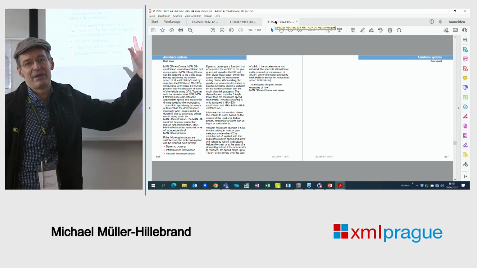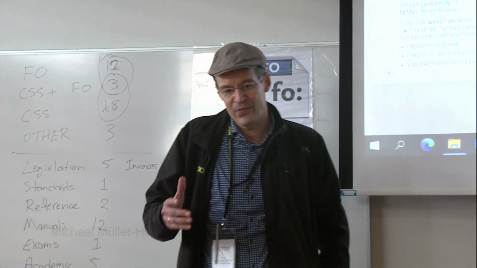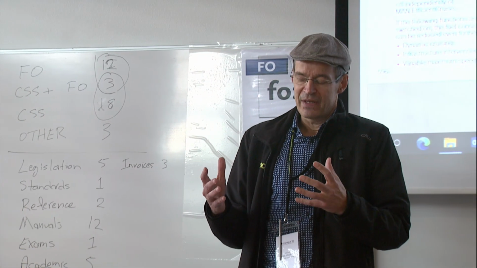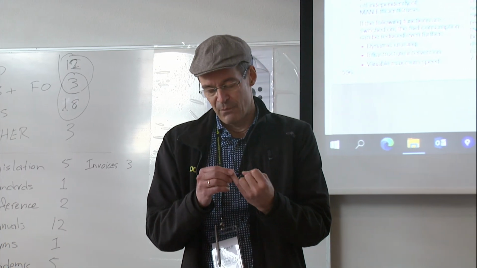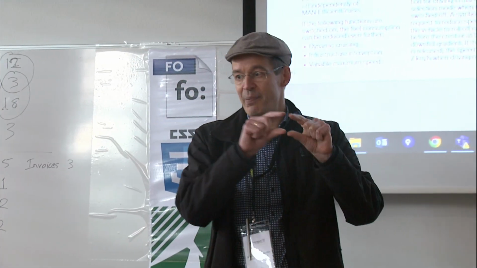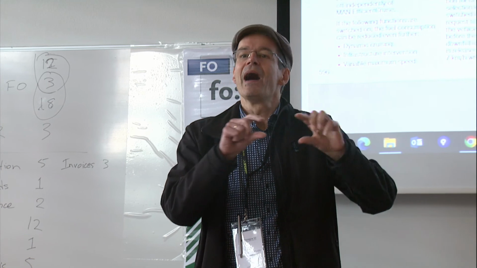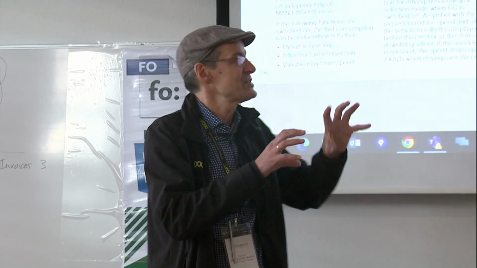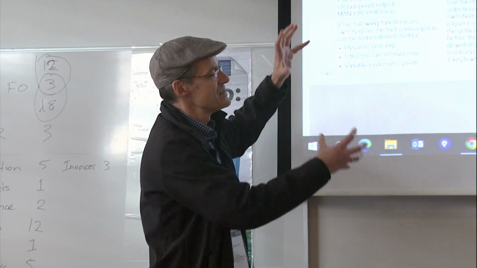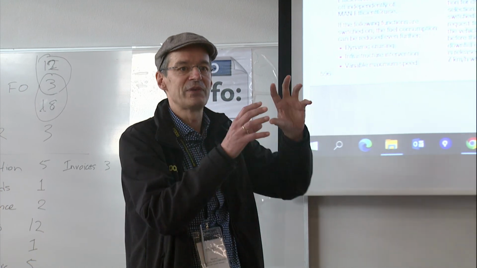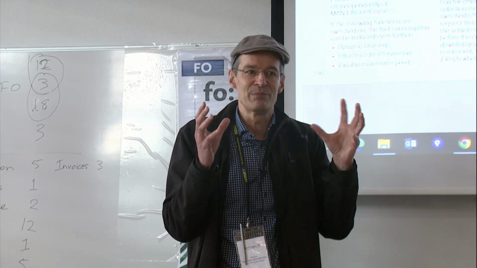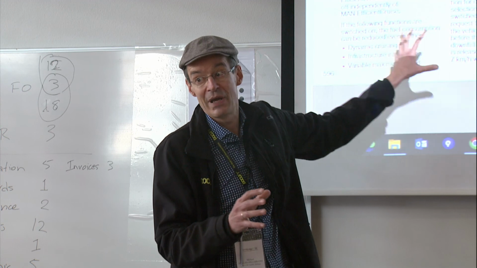And that is one of the things where now that, for instance, Antenna House moved from line-based layout to paragraph-based layout, wouldn't there be a chance to look at columns, look at pages, and have keep rules sensible enough to detect a situation like that?